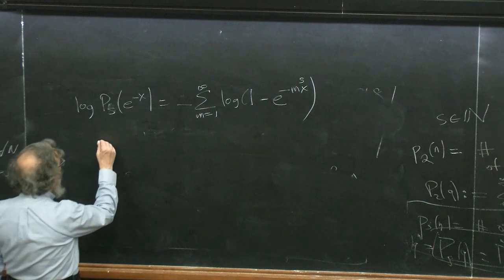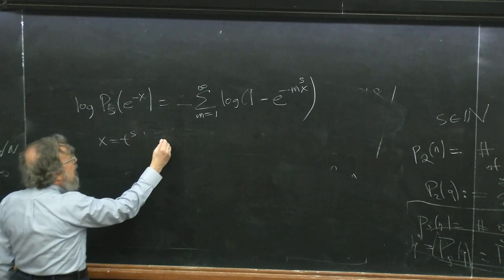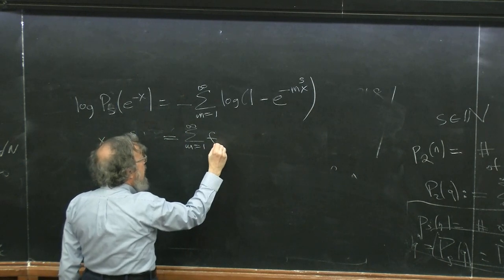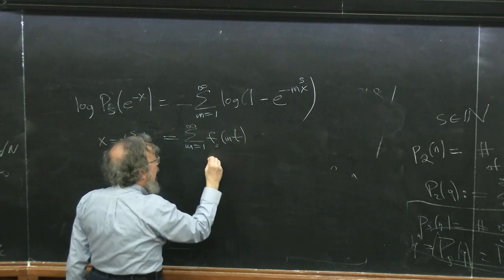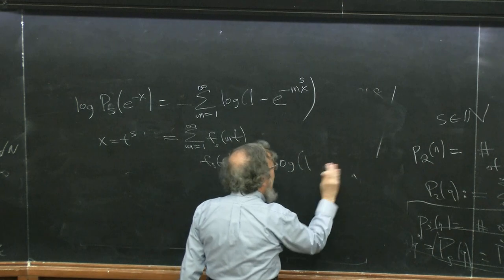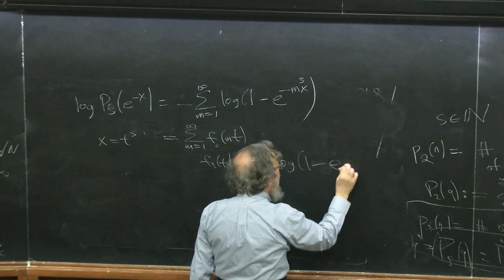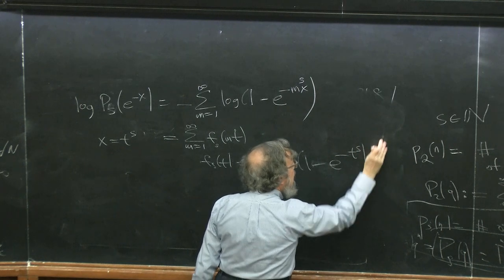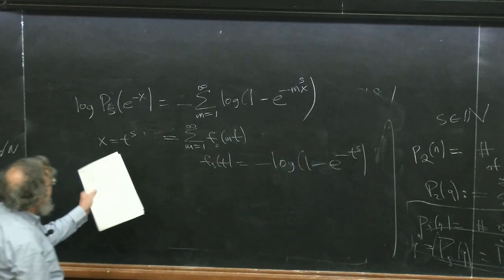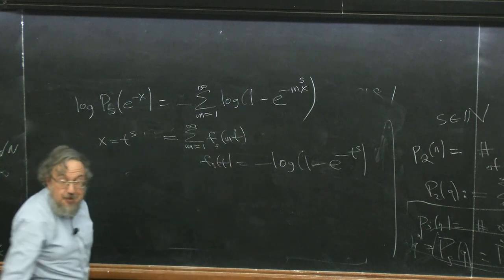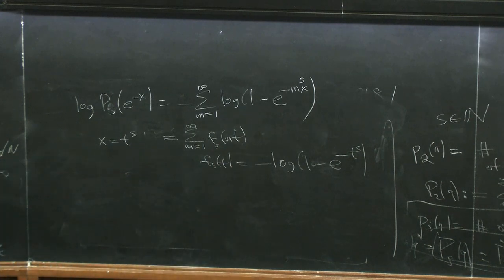And so if I replace x by t to the s, then this thing is equal to the sum m from 1 to infinity f sub s of mt, where f_s of t is equal to minus log of 1 minus e to the minus t to the s. So you see, and we've had that before in the other function, you have to make the small change of variables to get it in the form of what I discussed towards the beginning of the course, infinite sums of the form sum f of mt, where f is a nice function.